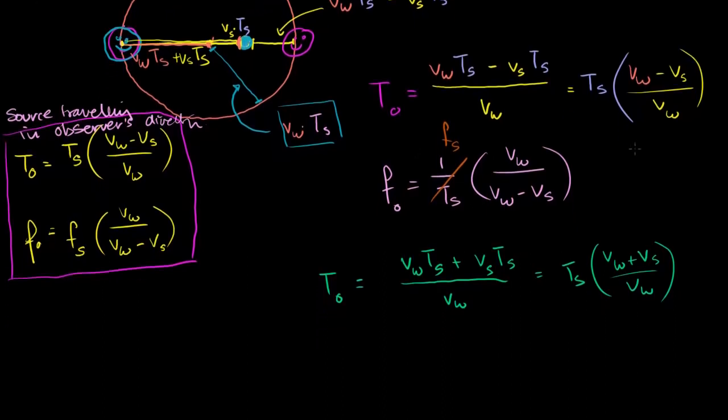And if you want the observed frequency for that guy over there, I'll do it in the same color. The observed frequency for a guy where the source is traveling away from him is just the inverse of that. So 1 over the period, same argument we did there. 1 over the period from the point of view of the source is the frequency of the source. Let me color code it. That is, 1 over t sub s is equal to the frequency of the source. This is the inverse of that. So I'm just taking 1 over everything here. So 1 over t sub s is the frequency of the source. And then we take the inverse of this over here: the velocity of the wave divided by the velocity of the wave plus the velocity of the source.